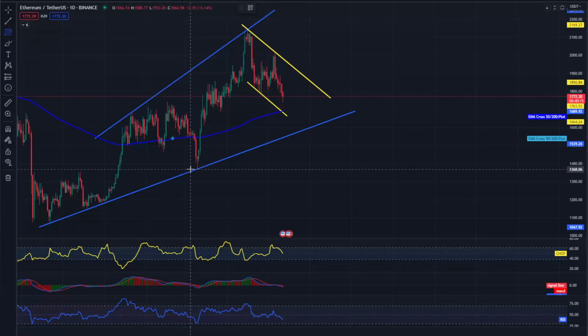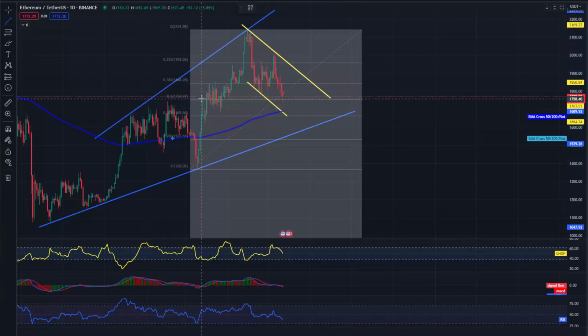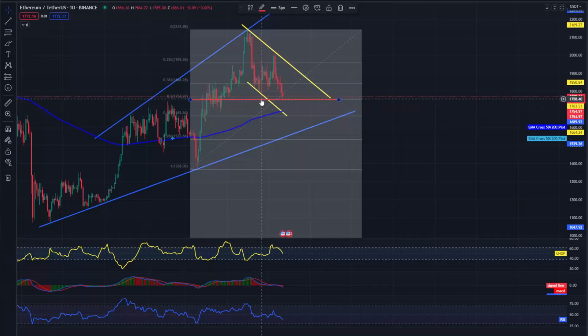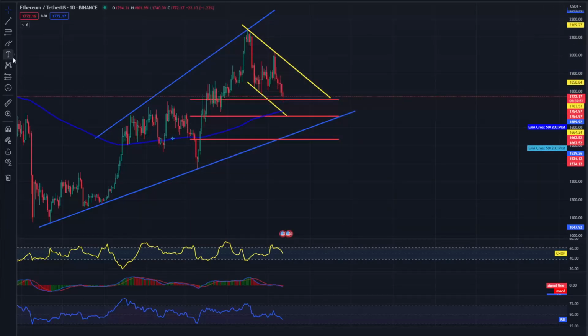Now let's move on to marking the places of support. We will use the fib retracement tool to mark the supports, and as you can see, we have the first support at $1,755, which has managed to hold the price so far, the second support at $1,663, and then the third support at $1,534, which is on the verge of exiting the bottom of the uptrend channel.